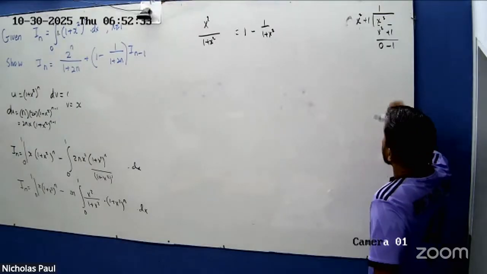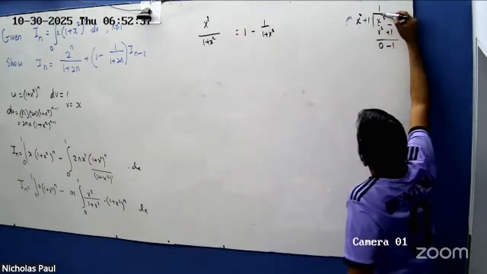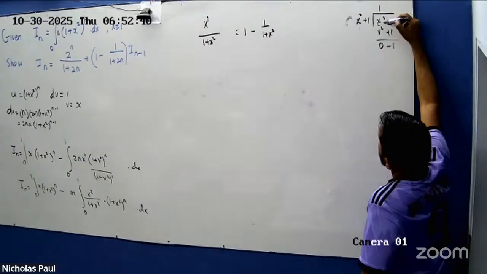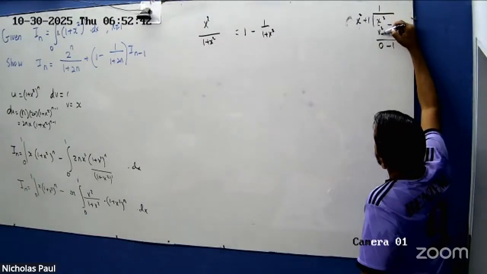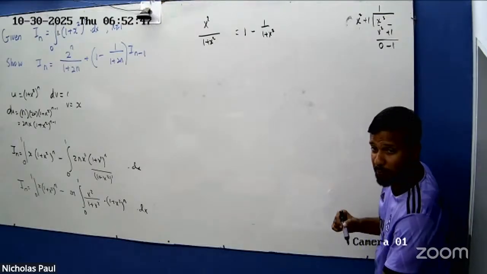Yep. So to simplify this partial fractions here, I long divide x squared into x squared is 1. 1 by x squared is x squared. 1 by 1 is 1. Then you minus. That's okay?